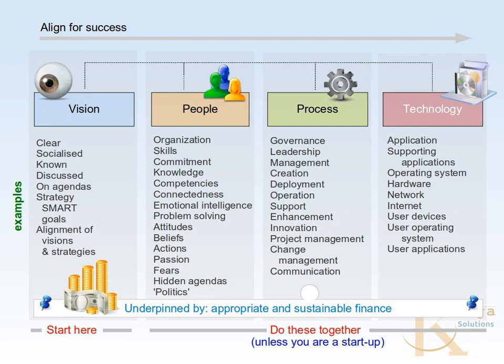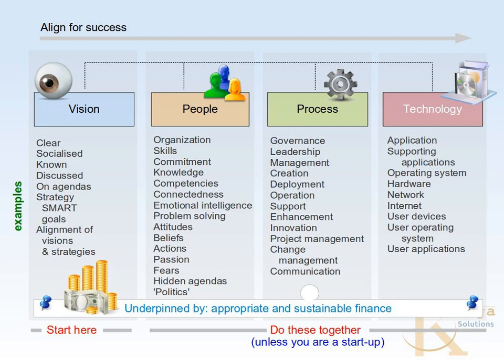If we look in the people basket, there's all kinds of interesting things here. How people are organized, what skills they have, the level of commitment they have, their knowledge, competencies, connectedness, their emotional intelligence. I've seen technology projects fail because the people implementing them were low on the emotional intelligence scale. They were married to their teddy bear applications from the proprietary world, and couldn't let go of them. Problem solving, attitudes, beliefs, and so on. There's a lot of things in the people basket.